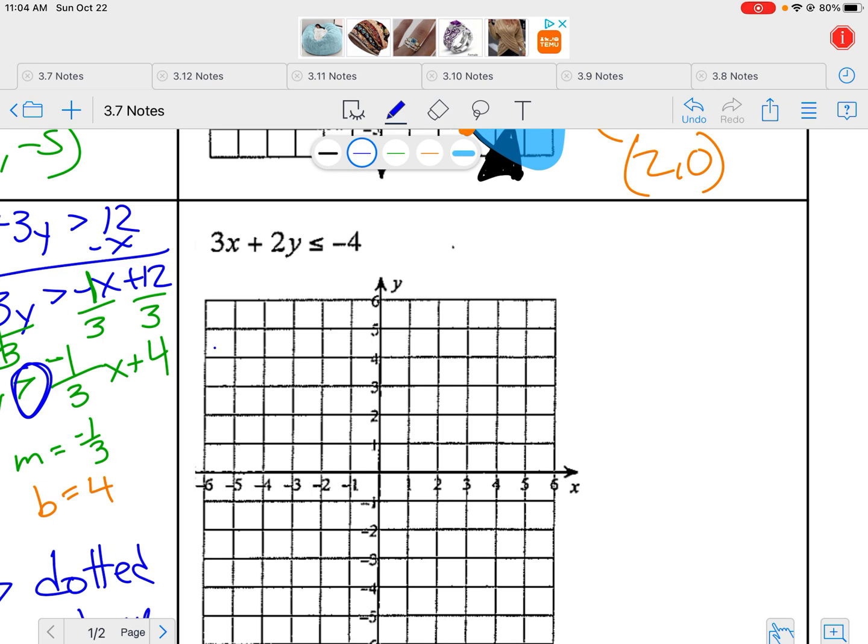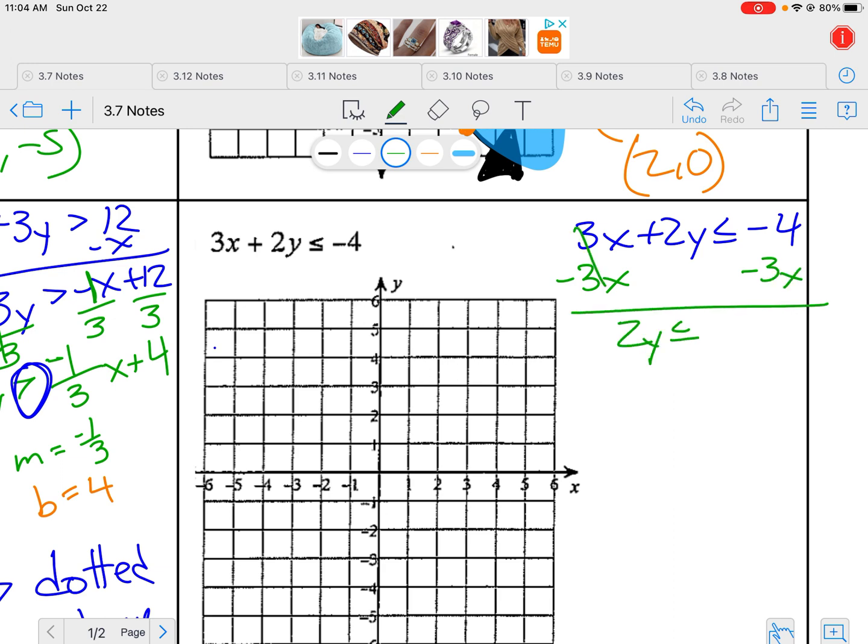So again, it's in standard form, so I have to change it to y equals, or to slope intercept. So I've got to do a little bit of math first. So I'm going to subtract 3x from both sides. I'm left with 2y is greater than or equal to -3x minus 4. And then a quick reminder: if this was a -2, if I divide by a negative number, my inequality sign switches. This one's positive, so I don't have to do that, but that's just a quick reminder.